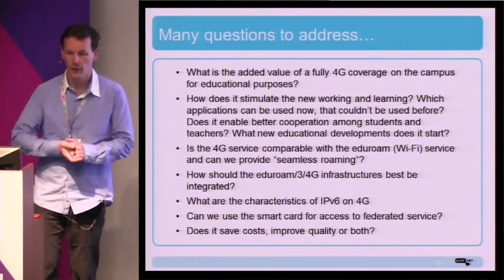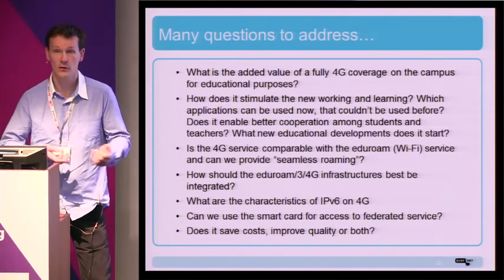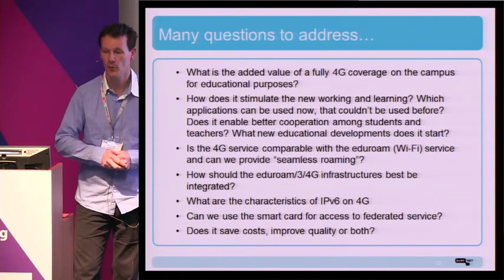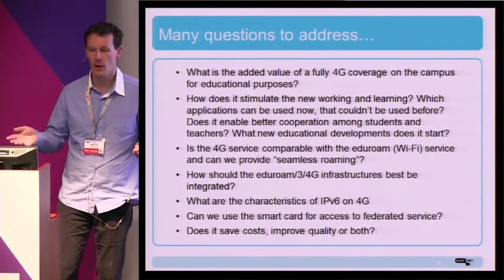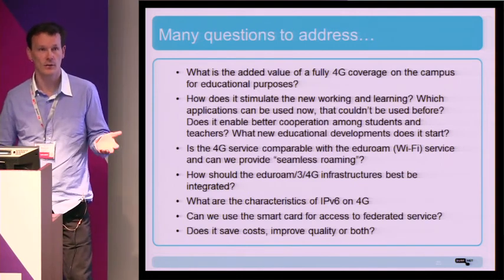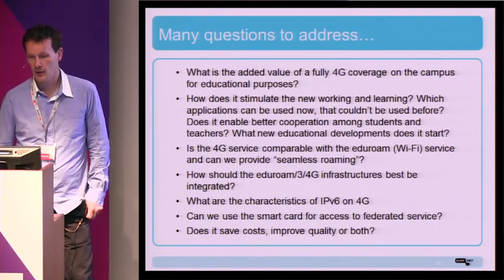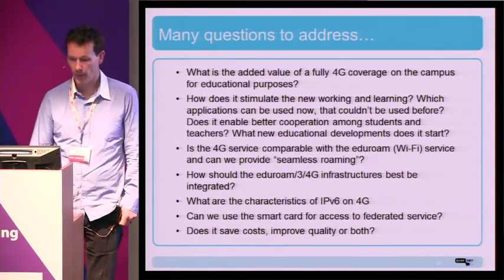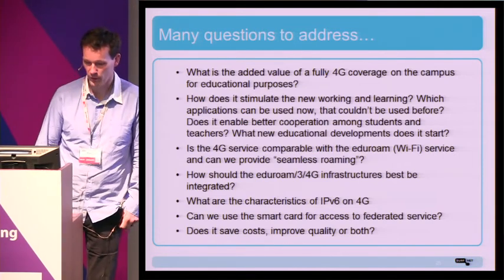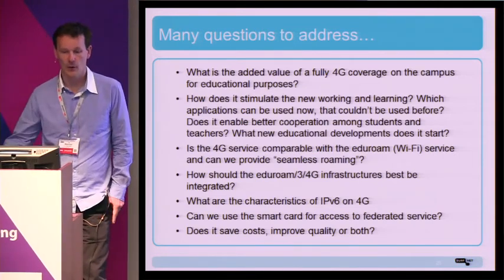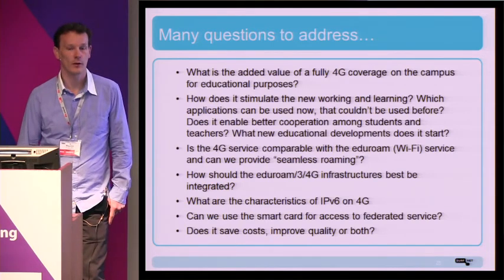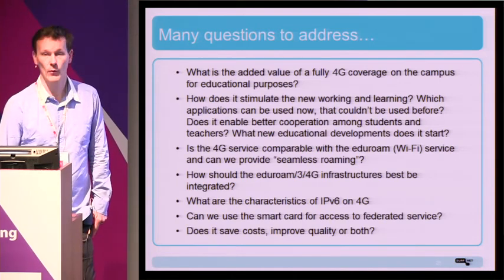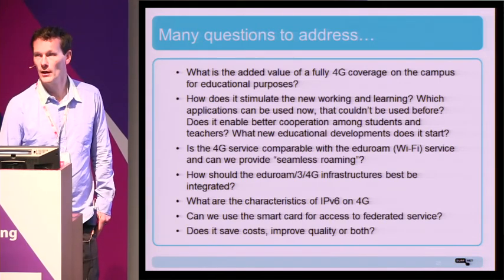The questions we will address, like I said, added value, how does it stimulate the new working and learning, which application can be used now that couldn't be used before, is 4G service comparable with eduroam service, or is it still other? Lack of speed, or is it not responsive enough? That kind of questions. IPv6 on 4G is, of course, very interesting for us. How do you do access with the smart card? All that kind of questions we will address. And most important, how can we provide seamless roaming between 4G and eduroam?